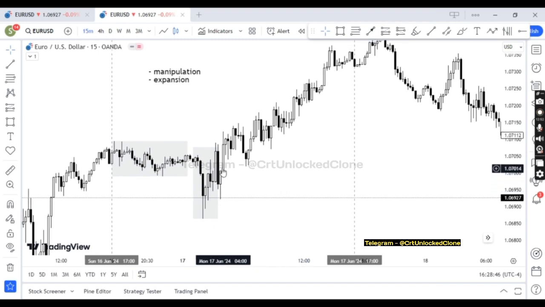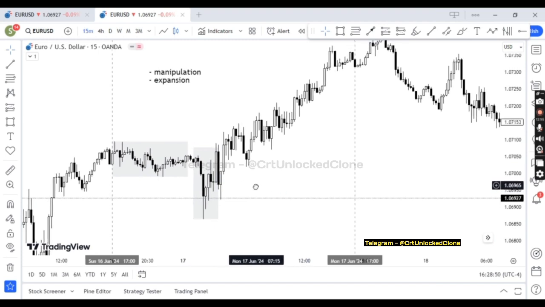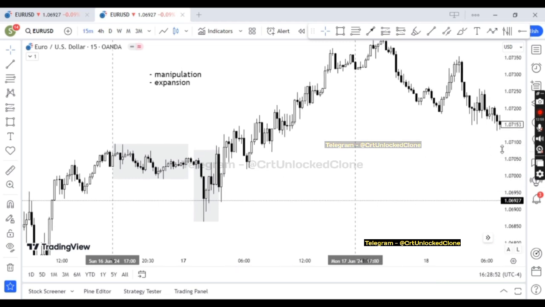I'm also going to be showing you live application of it through trade breakdowns. Now let's get back into the chapter.